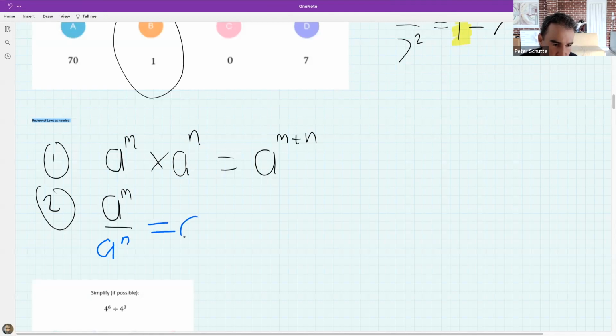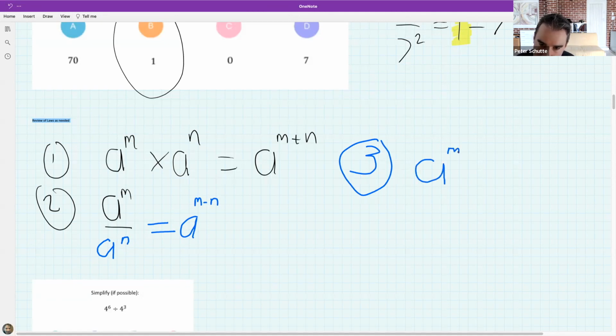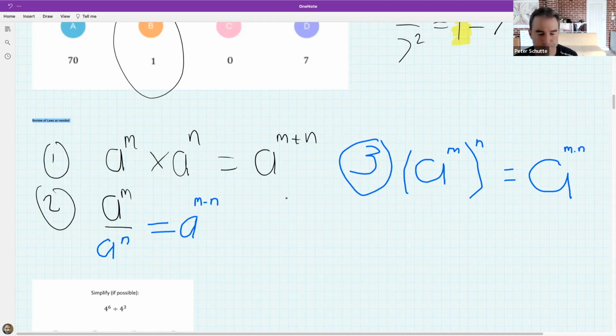So the second one is just that you subtract the powers. And then the third law is just that if you have a base and it is raised to a power, then we get, and these two are multiplied. Cool.